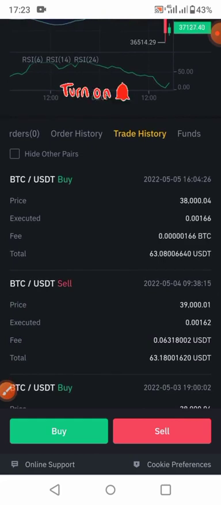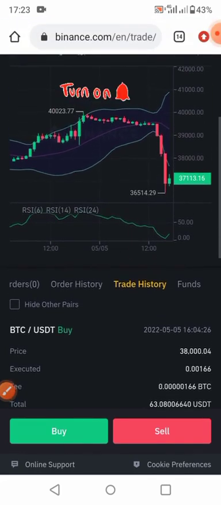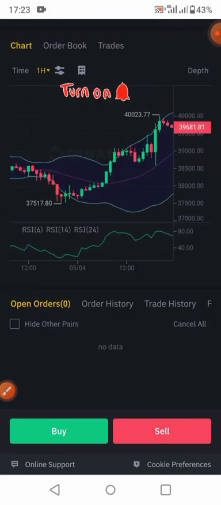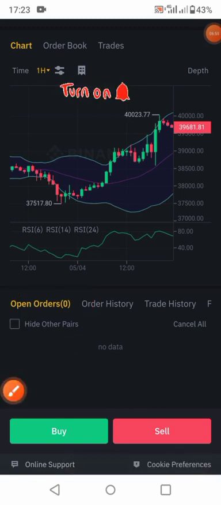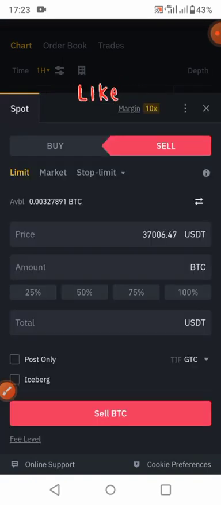Now I bought at 38,000 US dollars. I want to sell at 39,500 dollars. What do you do? You see under open orders, there is nothing here. I do not have any open order now, so I want to set up one. So we select on sell.